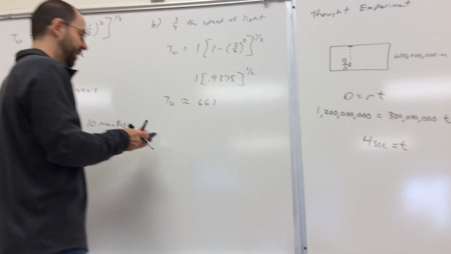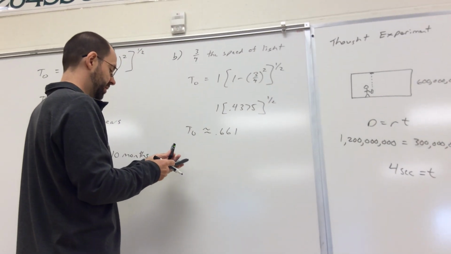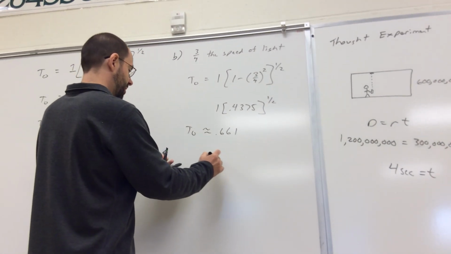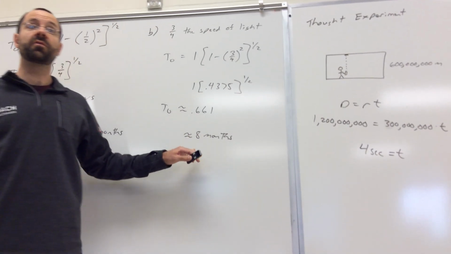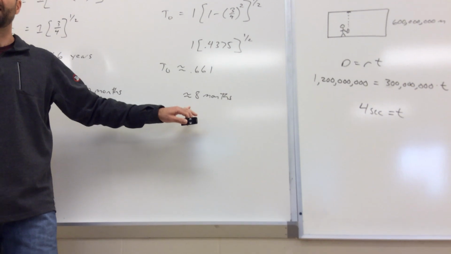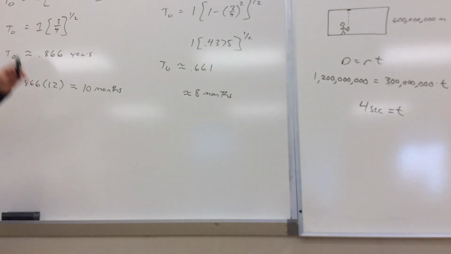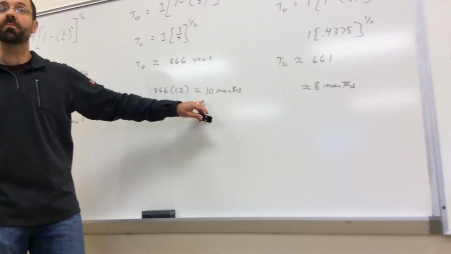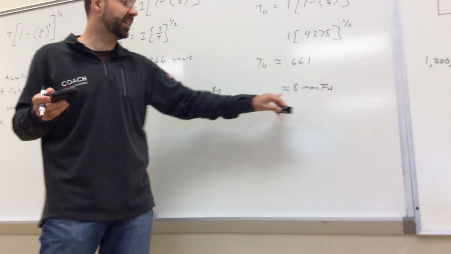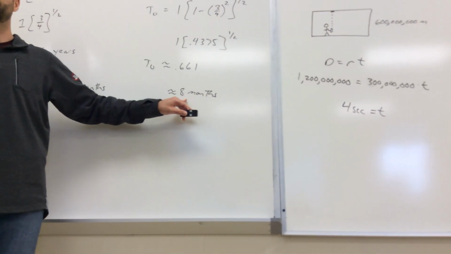So let's multiply that by 12. So that's about around 8 months. So we said if you go faster, you experience less time. So if you only went half the speed of light, you experience 10 months. But if you can go 3/4 the speed of light, your time shortens even more, and you only experience 8 months.